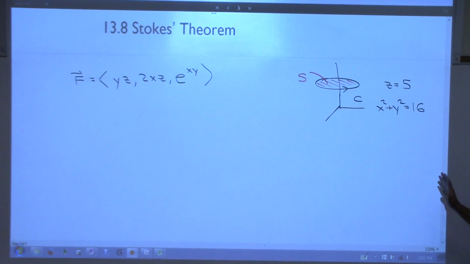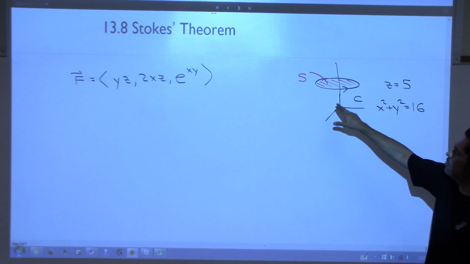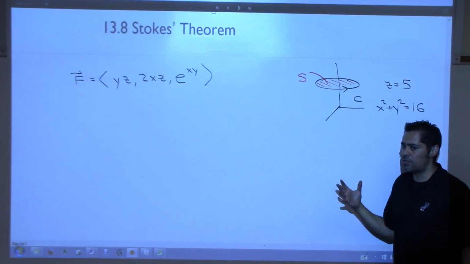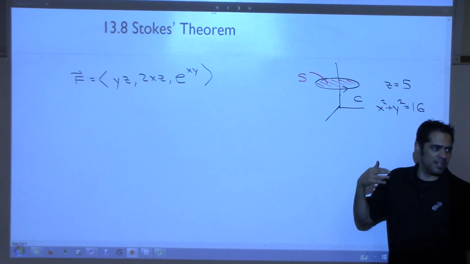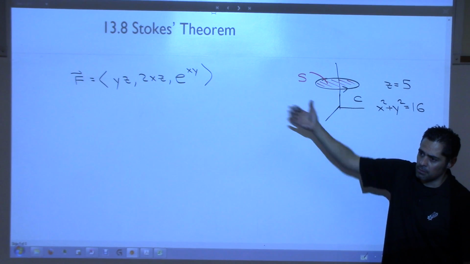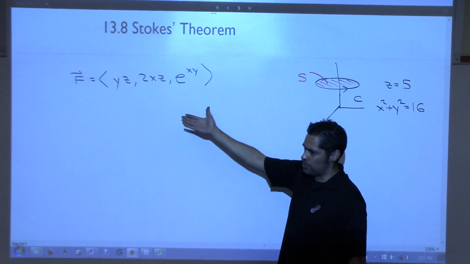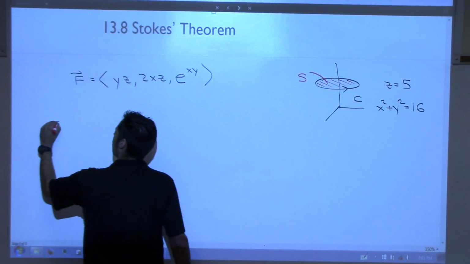I just need to figure out if I can do it. Basically, you're going to do the flux of the curl instead of the flux of F. That's what we're doing. So we just have to find the curl of this first. So what is the curl of F?